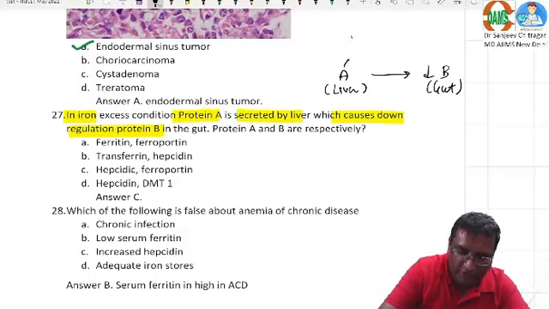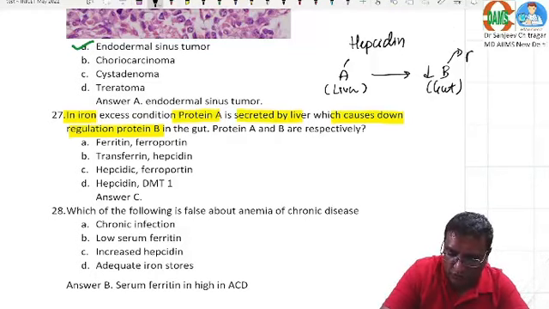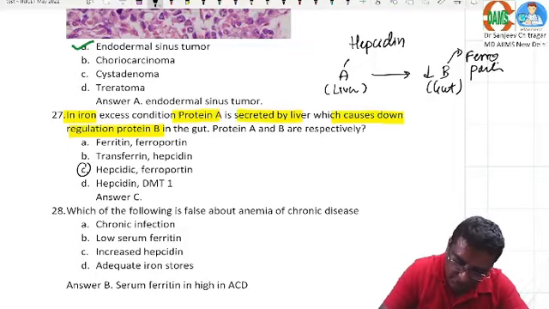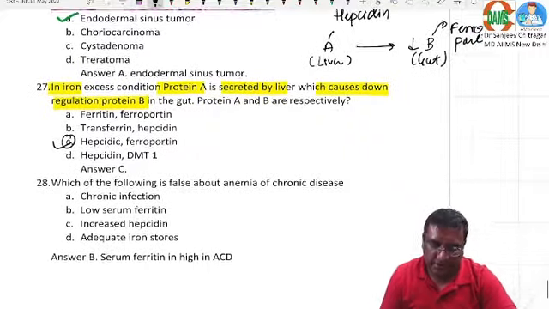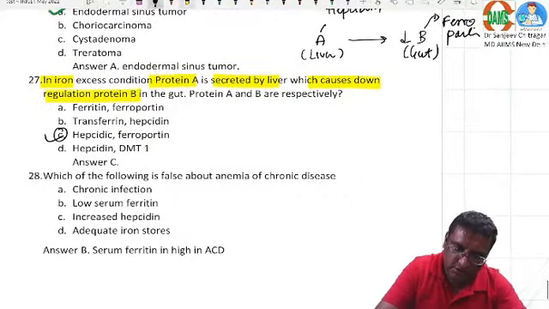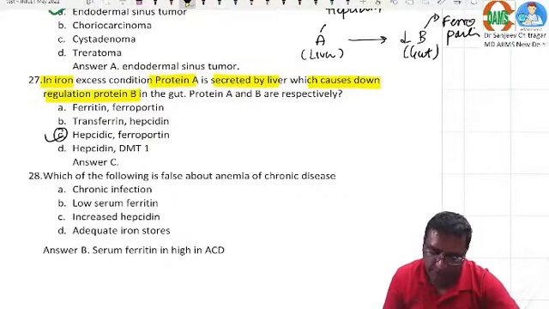What are A and B? Of course, in an iron excess state, hepcidin is secreted by the liver, and there is down regulation of ferroportin. So B will be ferroportin. So option C is the correct answer. So please tell me, was the recall correct or not?